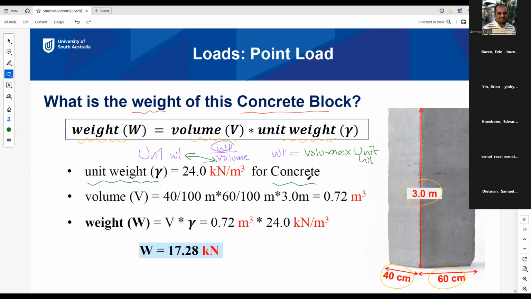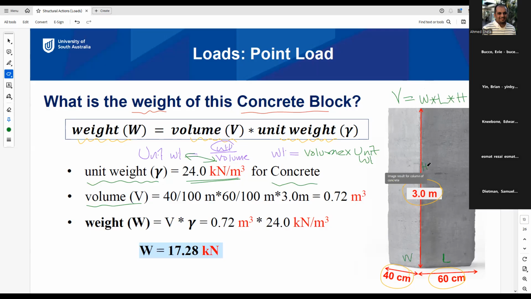So from table A1 from the Australian standard, the unit weight of concrete is 24 kilonewton per cubic meter. So this is the first information we have from the Australian standard. The other thing is the volume. What is the volume? The volume equals the width times the length times the height. So if we consider this as length, this as width, and the 3 meter is the height.